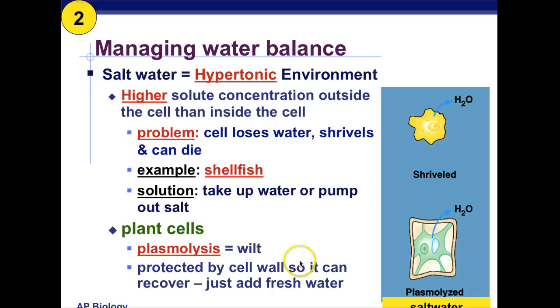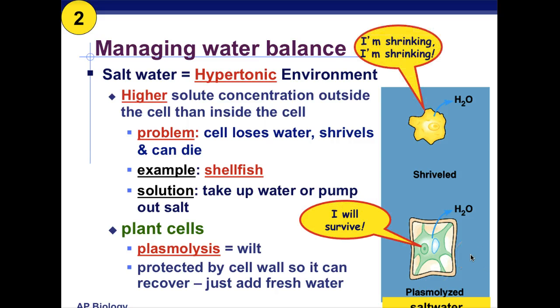And so this is a condition where we say that the plant is wilting. And the plant cell can recover from this if you add more fresh water to the plant. So the plant will survive, the animal cell will shrink and shrink and shrink and may eventually die.